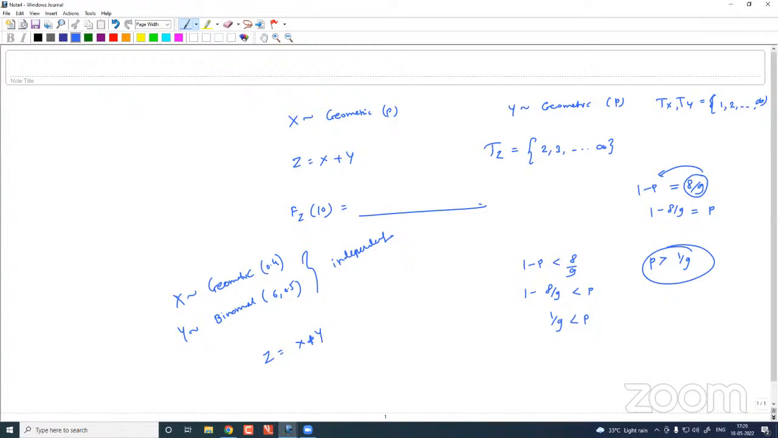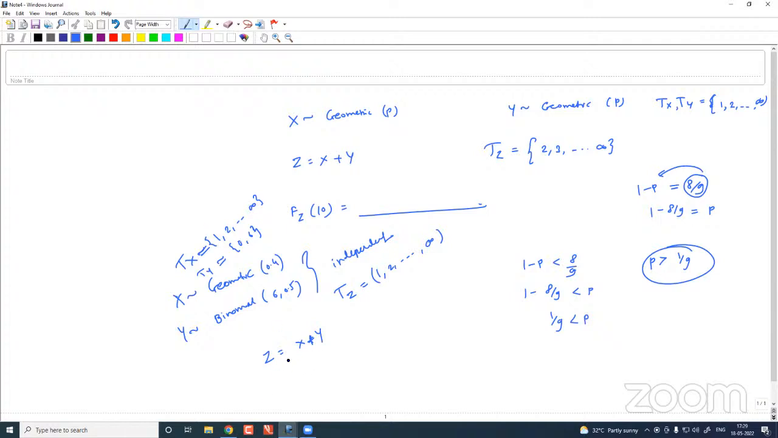What is the range for X? For geometric the range will be 1 to infinity, and for binomial it will be 0 to 6. So what is the range for Z? The range will be 1 to 7. Sorry, 1 to 12. Infinity, right? No, sir, not up to 6 only. This is the addition of them.